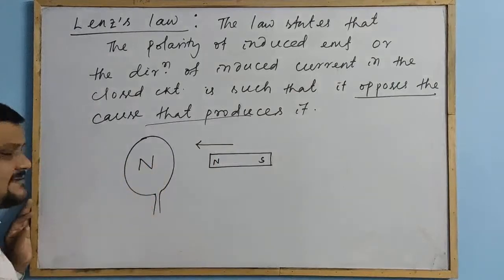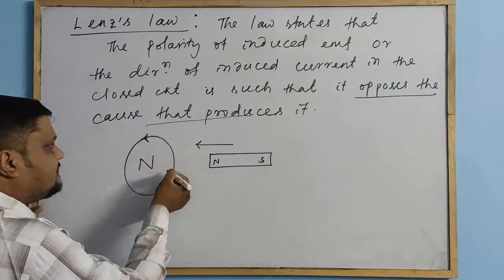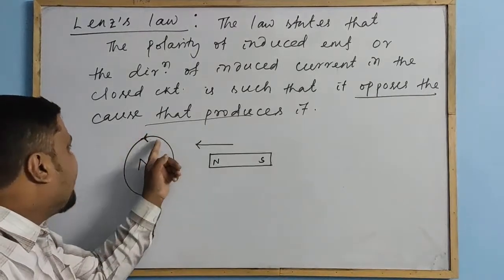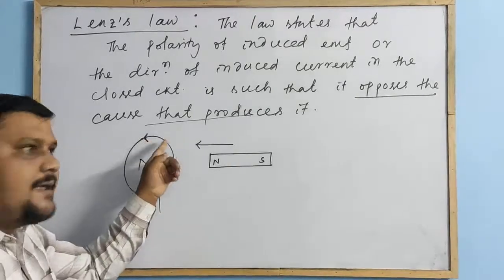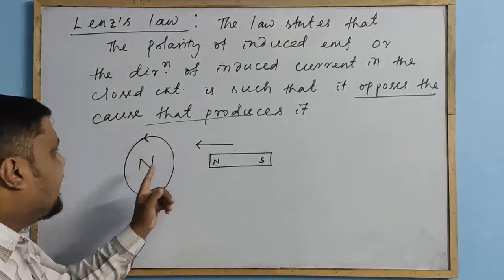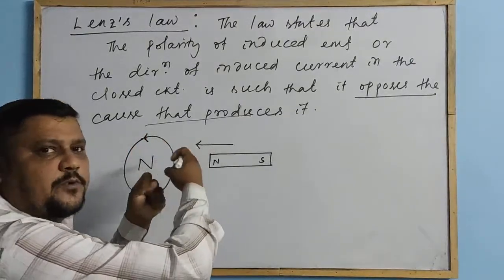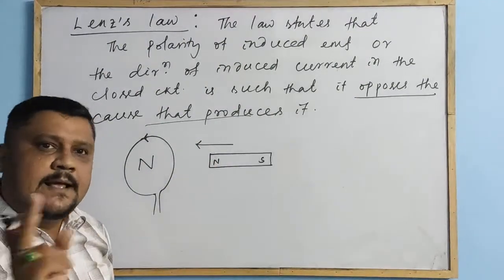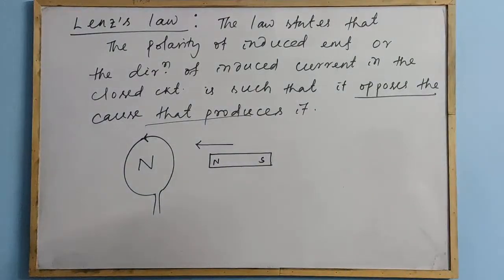So in this case, the current should flow anti-clockwise like this. The current flows in the coil like this. The induced current will be like this so that it will oppose the cause, because the north and north poles will repel, as the magnet is moving towards the coil. Is that clear? So when the north pole comes towards the coil, the current will flow anti-clockwise.